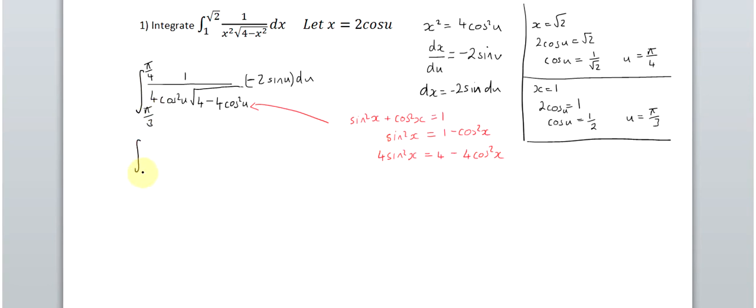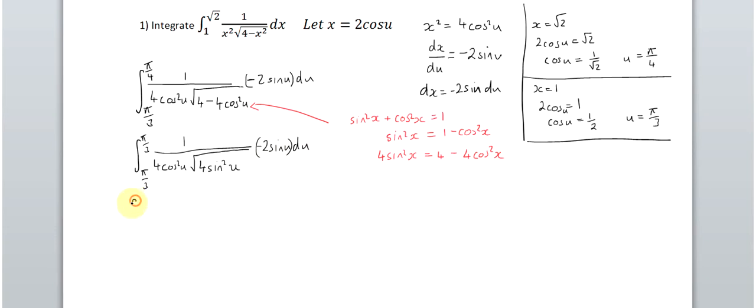So let's do it again. Make sure you don't lose anything. It's tempting, I know, to just shortcut it all. Right, we've got 4 cos squared u, and then here we've got the square root of 4 sine squared u, and then we've still got our minus 2 sine u du.